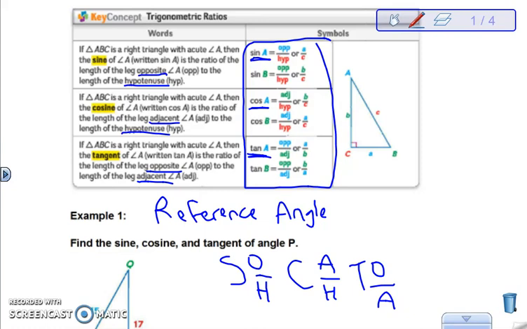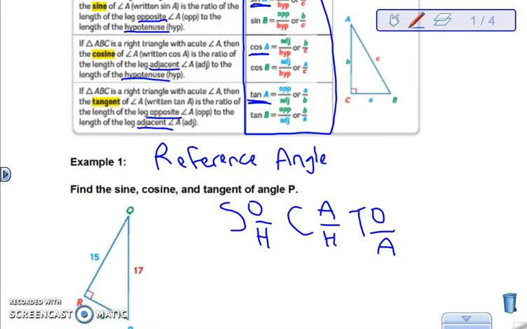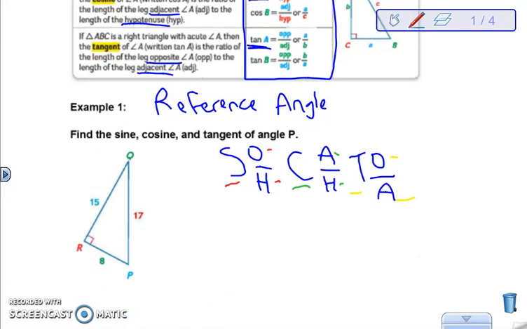So if you look at that, sine is opposite over hypotenuse. Cosine is adjacent over hypotenuse. And tangent is opposite over adjacent. So how do we see this in action? How do we use this? Well, what they're going to do is give us an angle. So in this example, we're looking for the sine, cosine, and tangent of angle P.